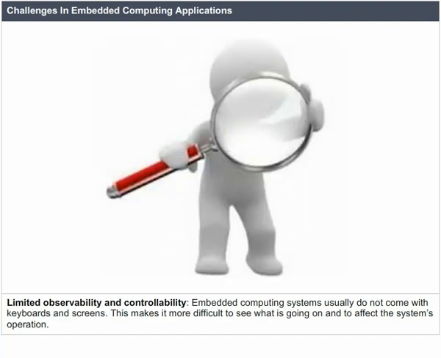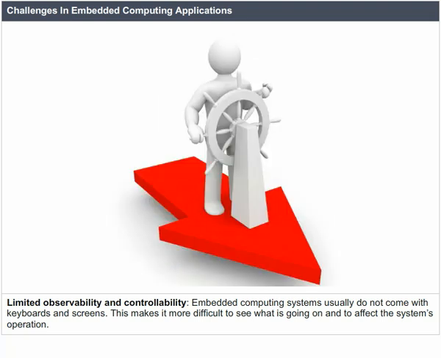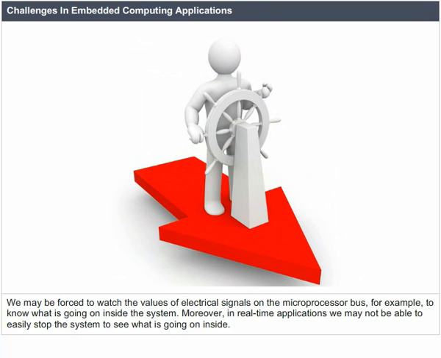Limited observability and controllability. Embedded computing systems usually do not come with keyboards and screens. This makes it more difficult to see what is going on and to affect the system's operation. We may be forced to watch the values of electrical signals on the microprocessor bus, for example, to know what is going on inside the system. Moreover, in real-time applications, we may not be able to easily stop the system to see what is going on inside.